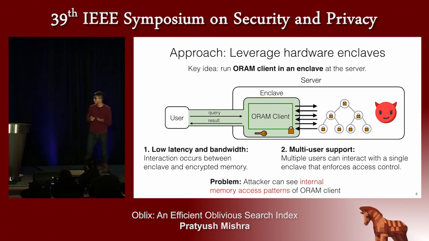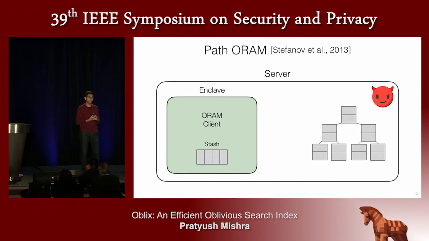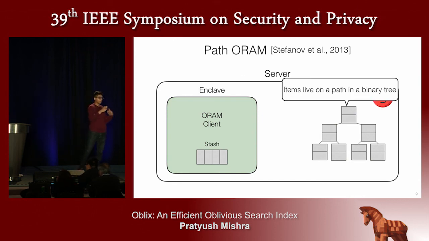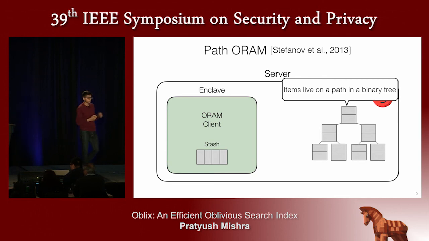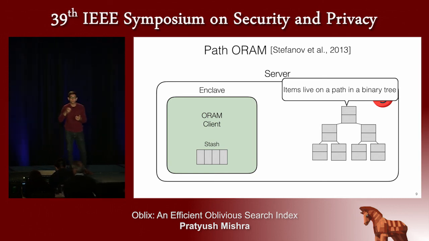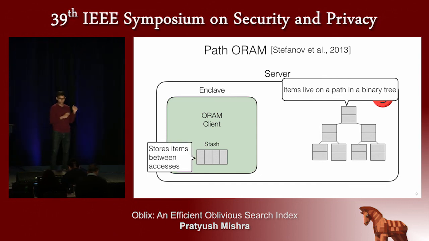To see how this is a problem, let's look at a concrete ORAM protocol, namely path ORAM. So in path ORAM, items are arranged in buckets, and these buckets themselves are arranged in the form of a binary tree. And each item is associated with a path in the binary tree and lives in one of the buckets along this path. This mapping between items to path is called a position map, and usually it lives inside the ORAM client.